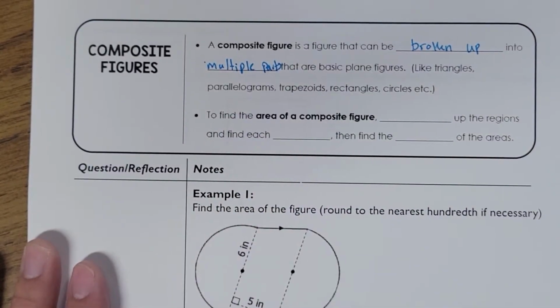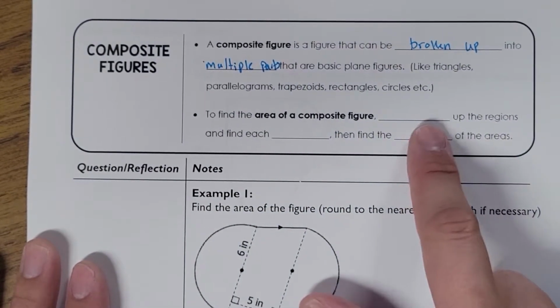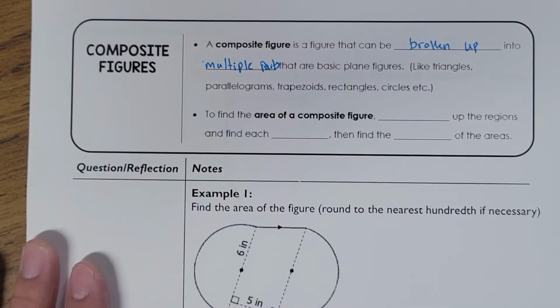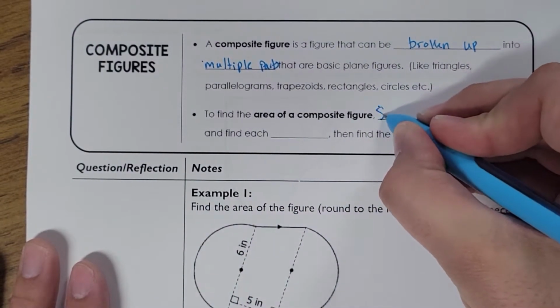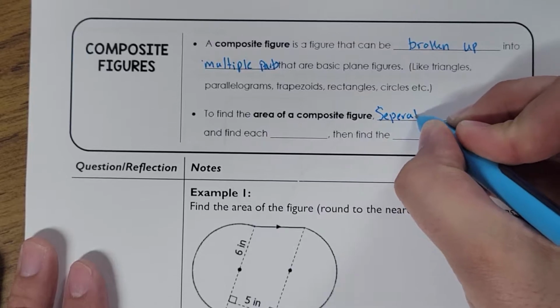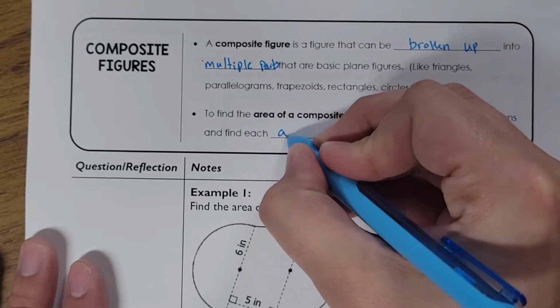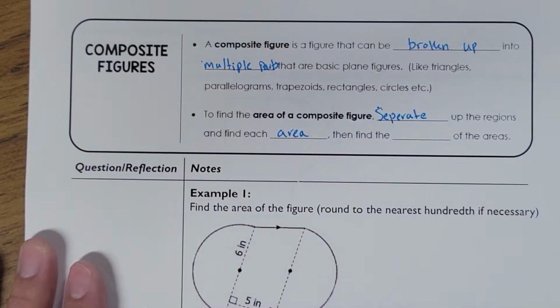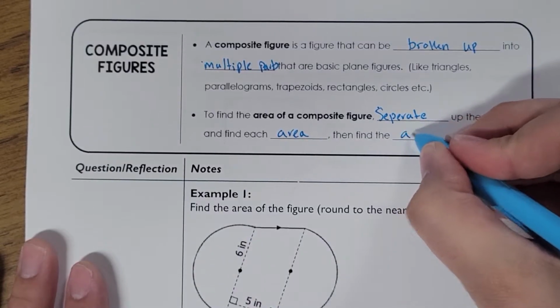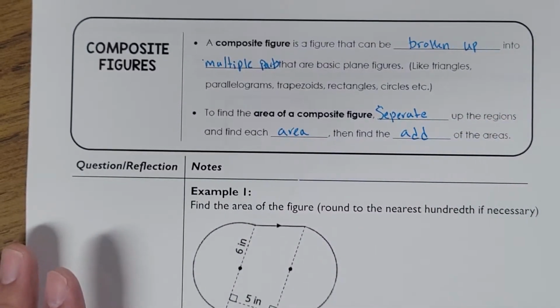To find the area of a composite figure, you're going to break up the regions and then find each area. So separate the regions and then find the area of each individual region, and then you're going to add all of them together at the end.